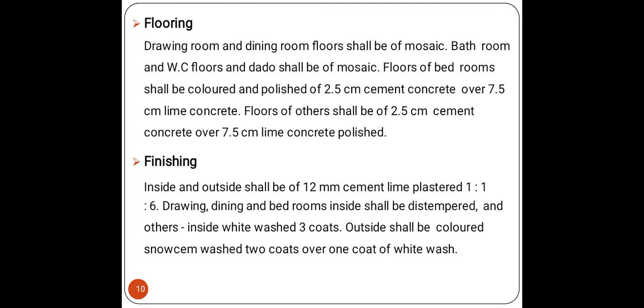Next, class of finishing. Inside and outside shall be of 12 mm cement lime plaster 1:1:6. Drawing, dining and bedrooms inside shall be distempered and others inside shall be whitewashed with 3 coats. Outside shall be colored, snowcem washed 2 coats over 1 coat of whitewash.